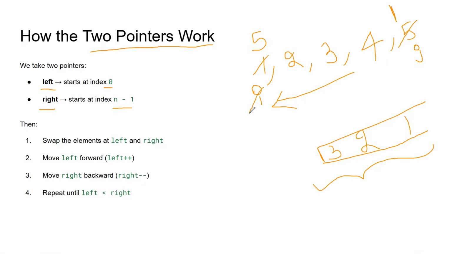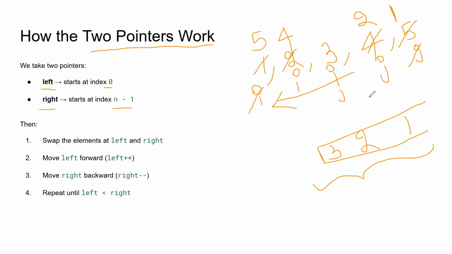And what do we do? We do i plus plus, and we do j minus minus. We decrement j and we increment i. Now what we do, we again swap array of i, array of j. So 4 comes here and 2 shifts to this position. And what are we doing again? We're doing i plus plus, j minus minus.